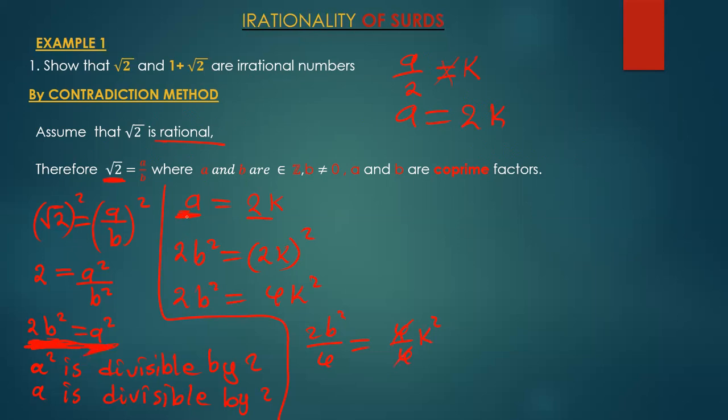What did I write here? So we had a is equal to 2k, then you replace it there.